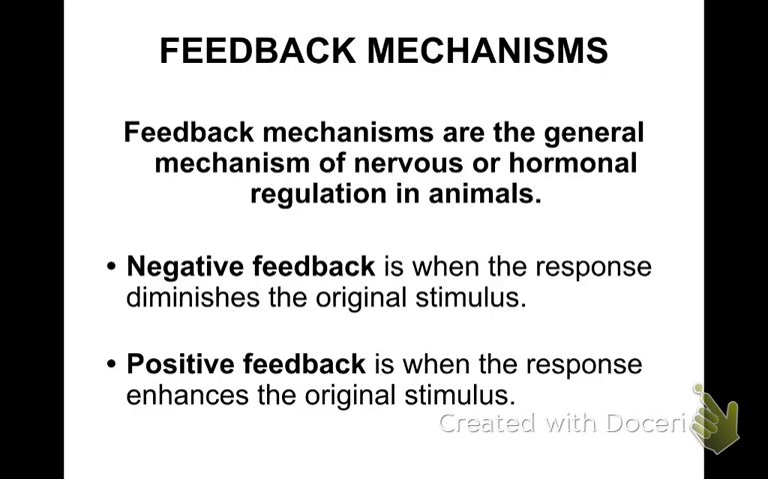This is what your homeostasis project is really going to be based on, is identifying feedback mechanisms in three different body systems while you're talking about whatever stress or trauma is in your scenario. Okay? So a feedback mechanism is the general mechanism of nervous or hormonal regulation in animals. Are you nervous and hormonal? Probably, because you're in high school. But nervous means you have a nervous system, right? We have a brain, we have a spinal cord, all of that, and hormonal meaning that we have an endocrine system that controls most of our stuff. So negative feedback is when the response diminishes the original stimulus, okay?